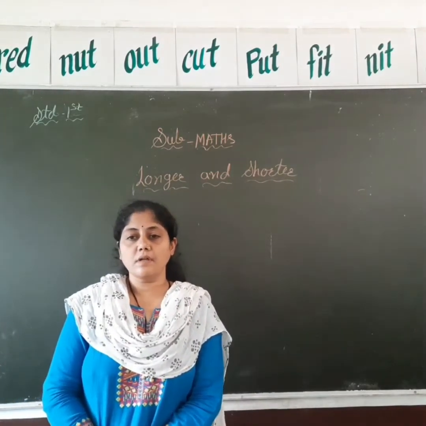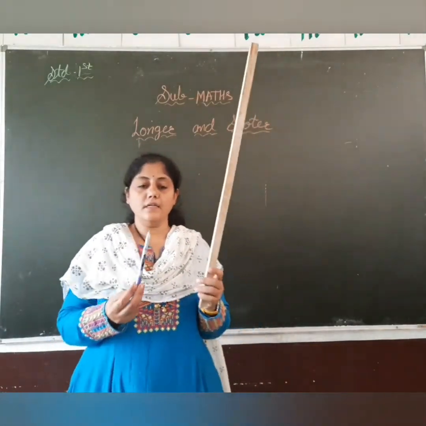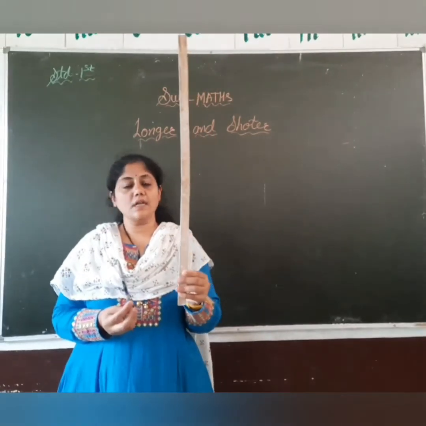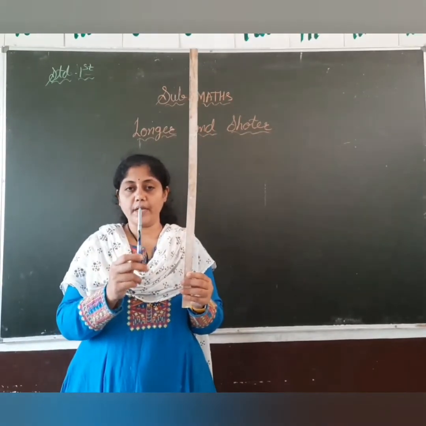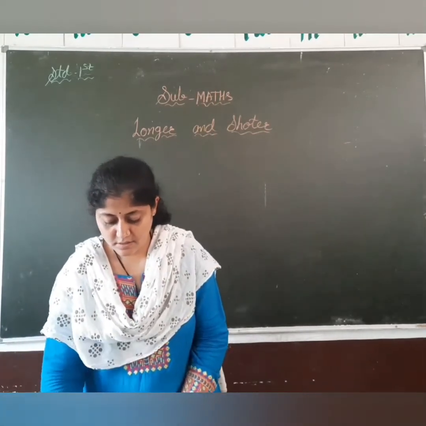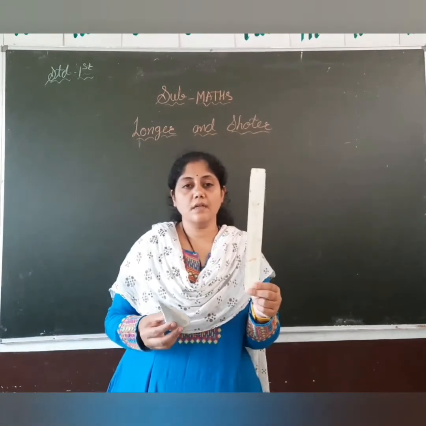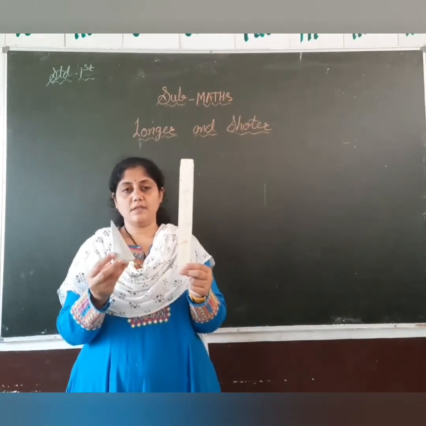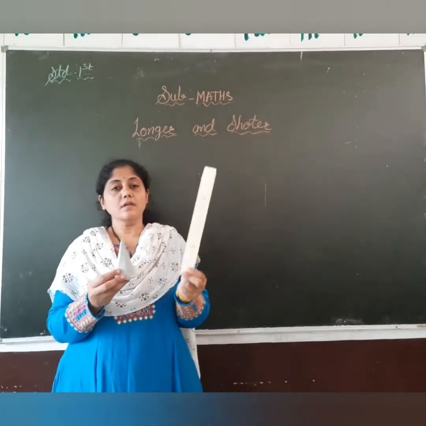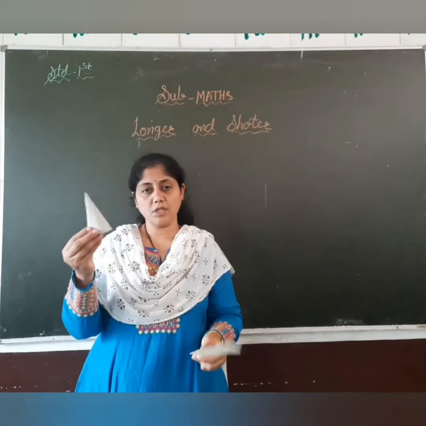For example, here is a wooden scale and here is a pen. The wooden scale is longer than the pen, shorter. Next, here is a scale and here is a pyramid. So the scale is longer than the pyramid, shorter.